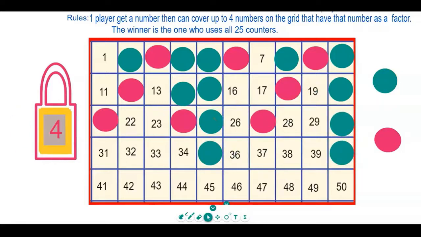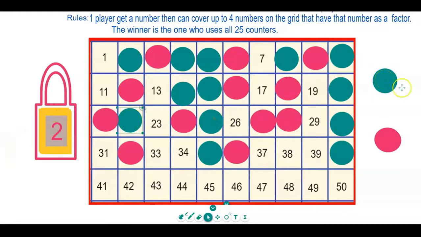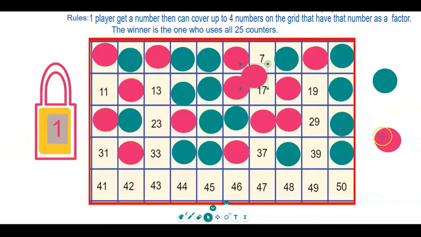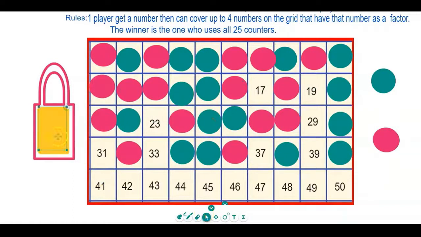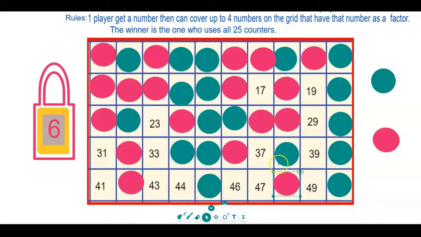So these are for 5 again, and these are for numbers which have 4 as a factor. We just keep doing that until one of them runs out of counters. So it's slowly filling up the grid, and it's only a matter of time before one of them runs out of counters, and the first one to run out of counters will be the winner.